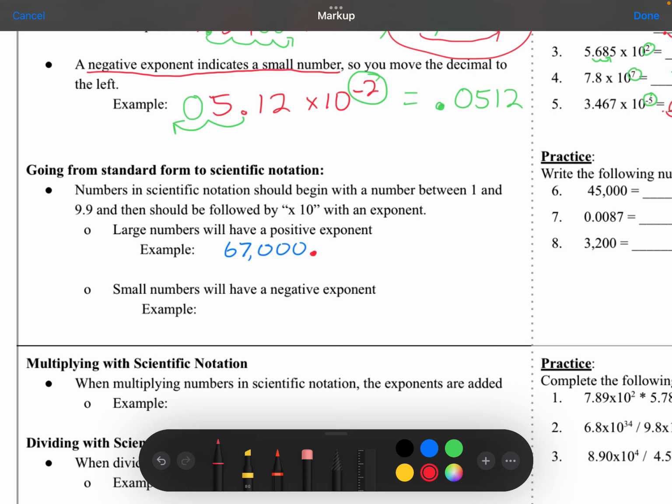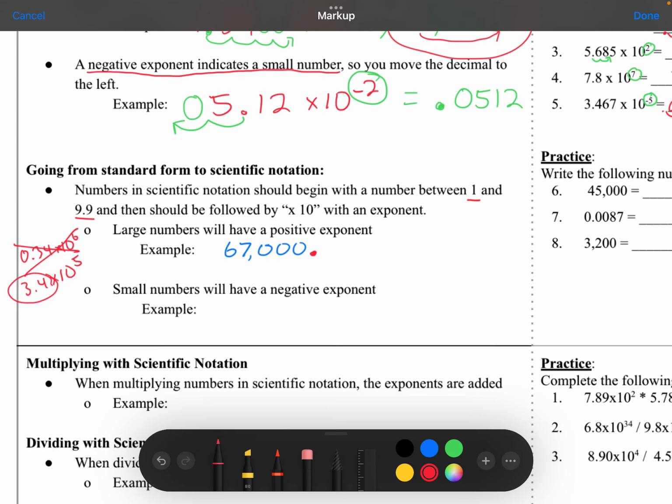in scientific notation. Now, if I'm writing a number in scientific notation, I want to end up with a number between 1 and 9.9. So you are never going to see like 0.34 times 10 to the 6th. That is improper scientific notation. Instead, we would write that number 3.4 times 10 to the 5th, right? Because this number right here falls between 1 and 9.9. So that's where we want to aim for when we're moving a decimal place.